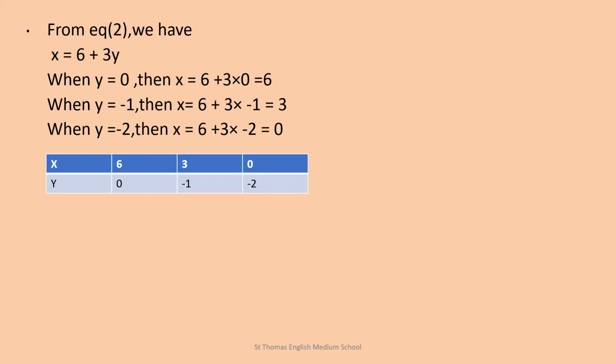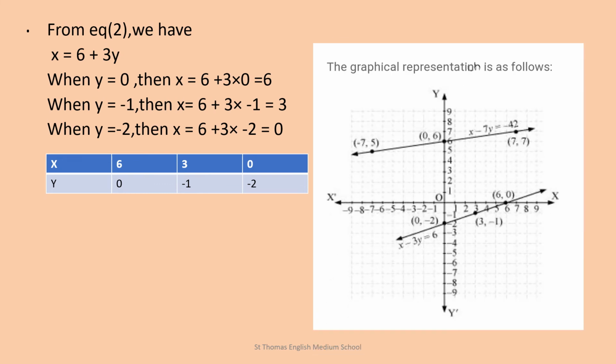Now from equation 1 and 2, you have got the 3 solutions each. Now you represent the equations in the graph. For that, you have to draw the x and y axis. Intersecting point you have to mark it as 0. Then from equation 1, we have 3 solutions, that is (-7, 5), (0, 6) and (7, 7). Plot the 3 points and join it. You will get a straight line.